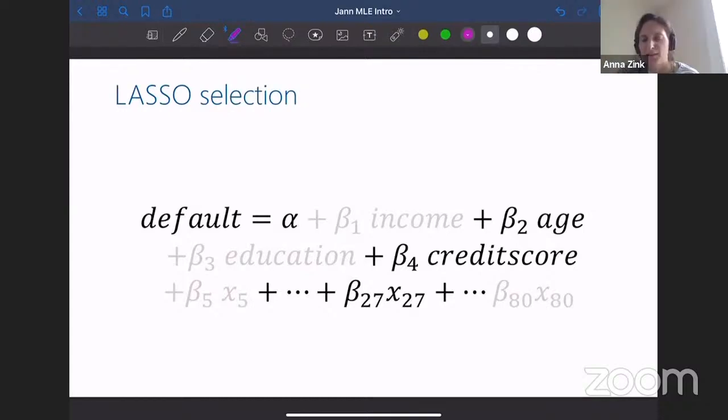The variables could be highly correlated with each other. So it's picking one or another based on different draws.